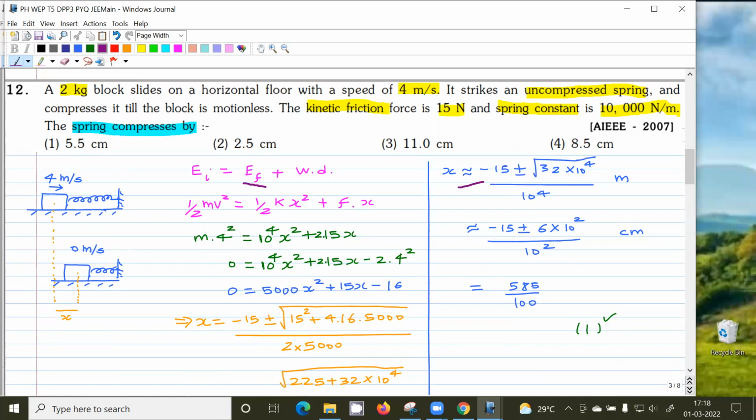That's why you have to think physically, otherwise you'll make mistakes. Oh, yes, sir. Again I made a second approximation. 32 I will consider as 36. It will become 6 into 10 square, that is 585 by 100. This will be in meters. So it is 5.85, so it's approximately 5.5. Fortunately, there is nothing close to it, otherwise this approximation will not work.